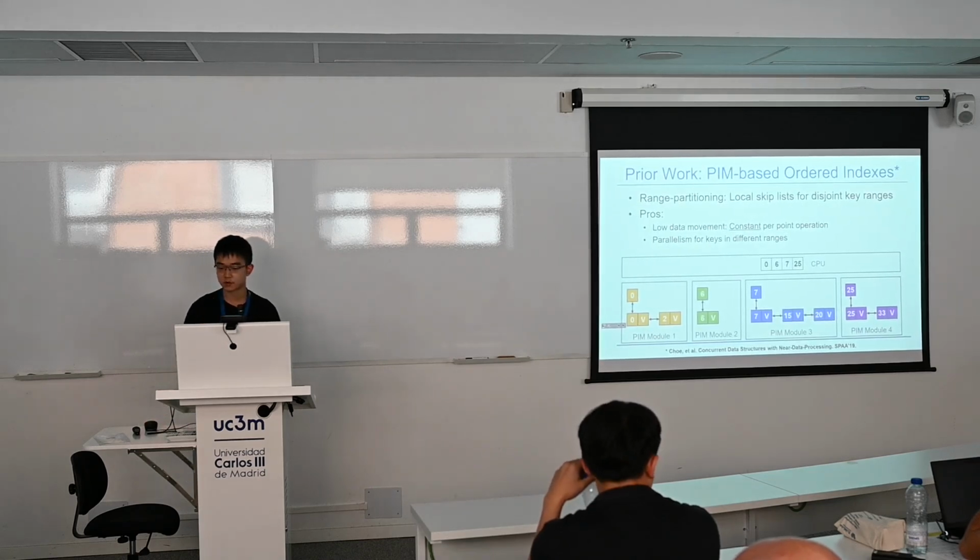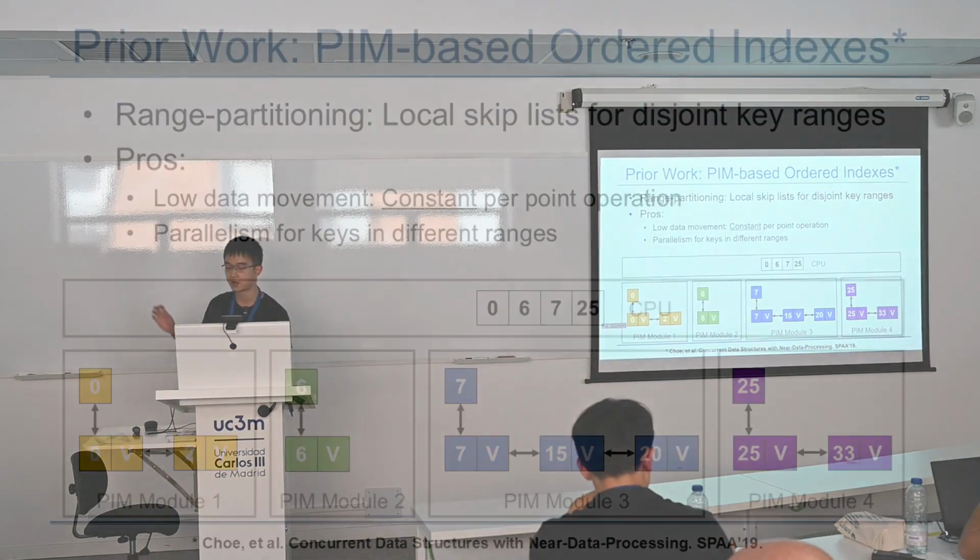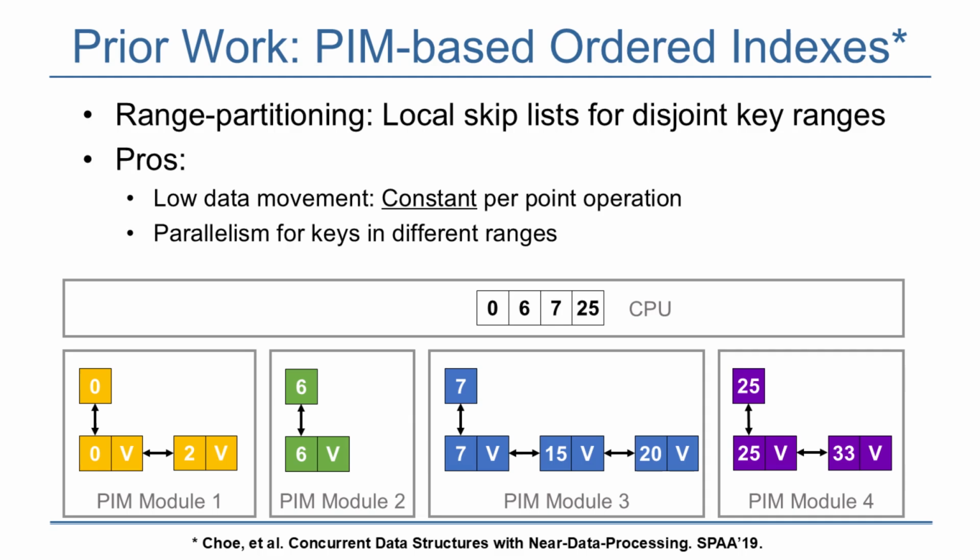There are previous works trying to design PIM-friendly indexes. They utilize a similar structure. We call it range-partitioning skip lists, where the key space is partitioned into disjoint ranges, and each PIM module stores a continuous fraction of the data in a local skip list. In this way, they achieve low communication. The communication is asymptotically constant for point operations. Meanwhile, they exploit parallelism when queried keys fall into different ranges.